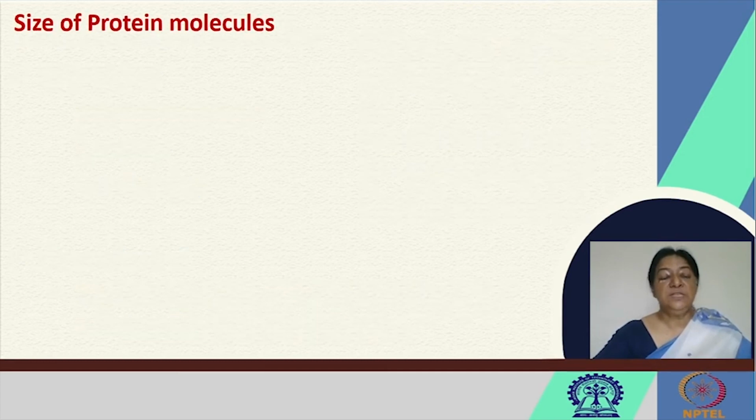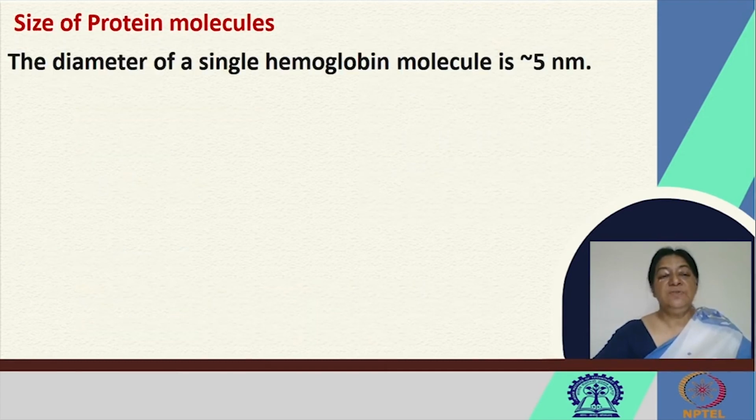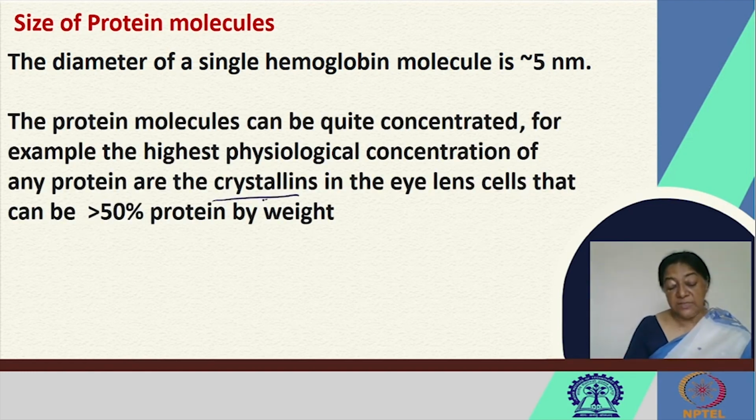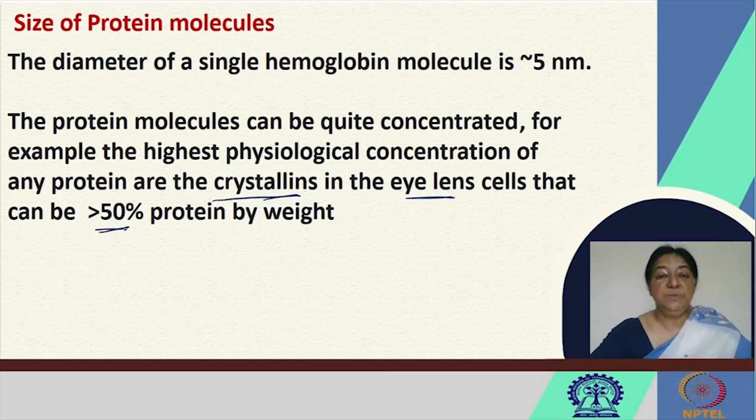When we look at the size of protein molecules, the diameter of a single hemoglobin molecule is around 5 nanometers. If we now look at the concentration of protein molecules, the highest concentration that we see is the crystalline proteins in the eye lens cells. There we have over 50% protein by weight.